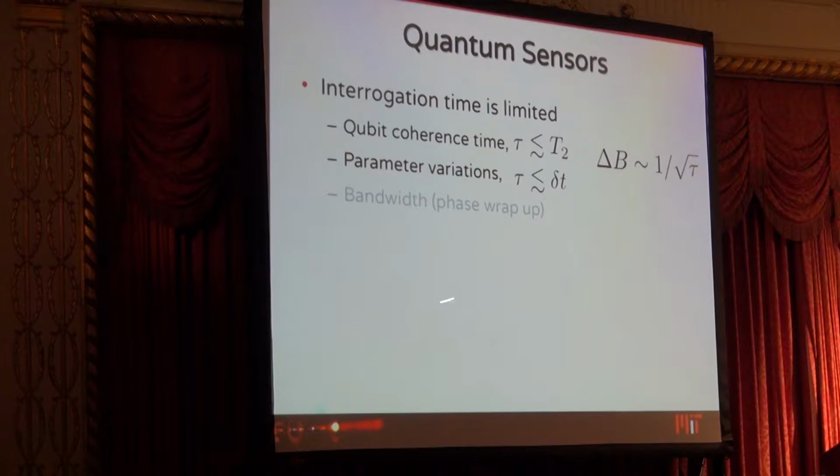We might also have some problem with the bandwidth. If you have a phase wrap up, you do not know if you're measuring 2 pi plus pi over 100 or just pi over 100. And we need then some tools to try to solve this problem.